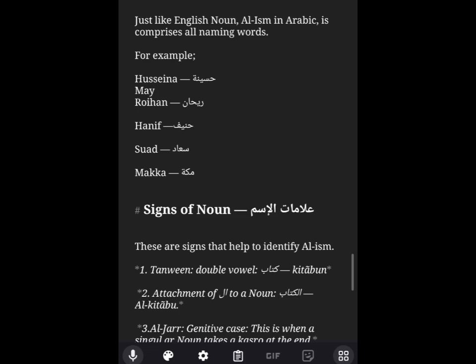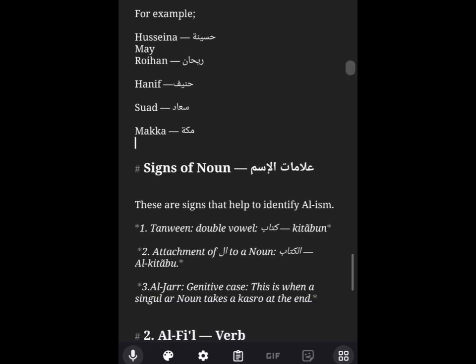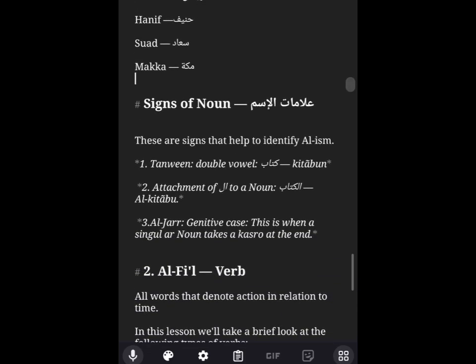All right. In Arabic, there are some signs that help you to identify what is a noun in Arabic. So let's look at these signs, one after the other. There are 3 basic signs that will help you identify a noun in any given Arabic text, whether Quran or other things. Just look out for these 3 things that I'll be mentioning in this lesson.